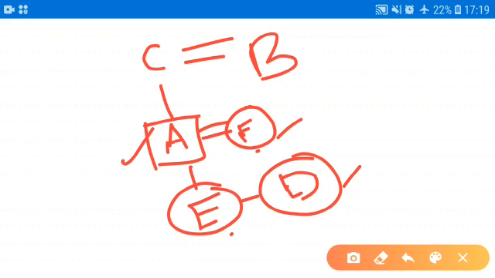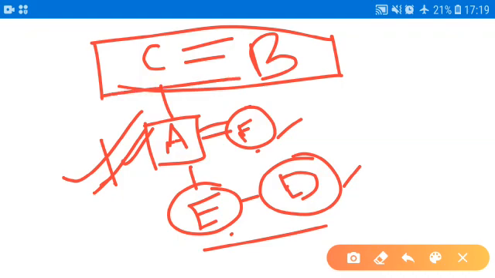Now the next question: which of the following pair is the parents of the children? The parents of the children will be A and F. Yes, A and F are the parents of the children. These are the children and these are the parents. Now the next question is question number 11, which of the following pair is the parents of the couple? So C and B are the parents of A and F.